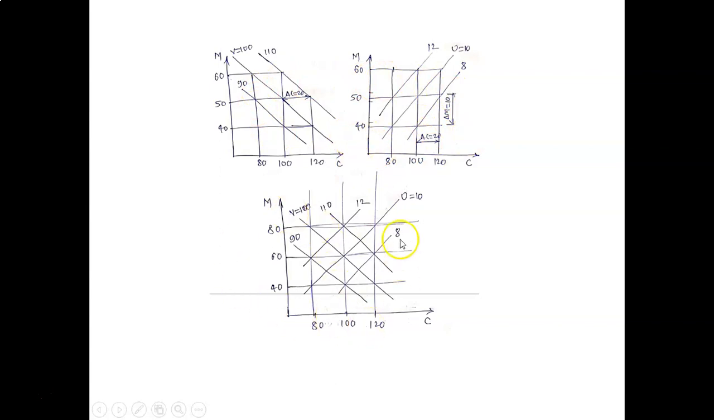Now, this third graph is nothing but the addition of these two graphs. The third graph indicates the addition of the two graphs.